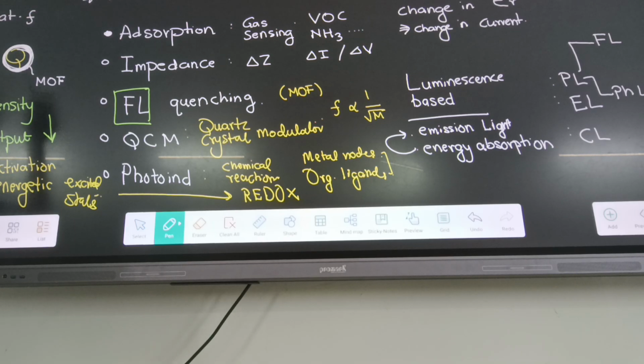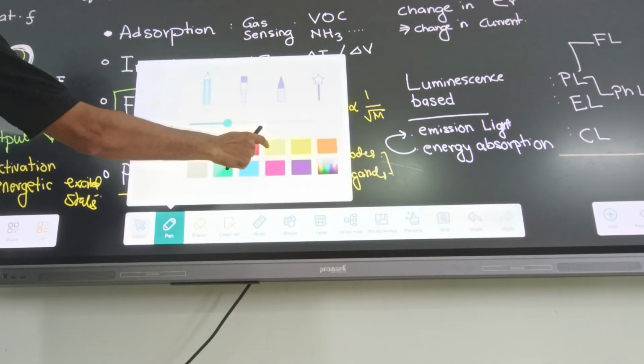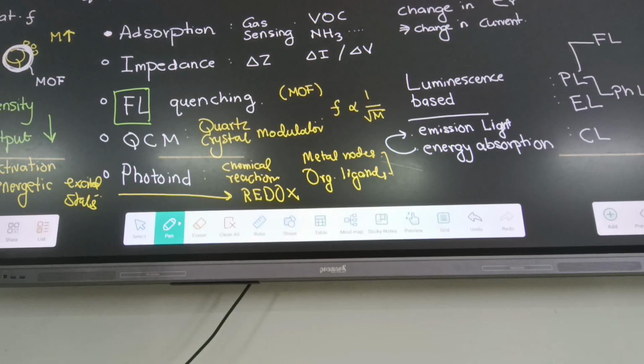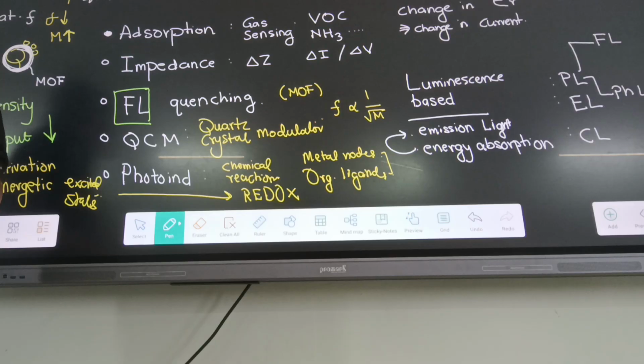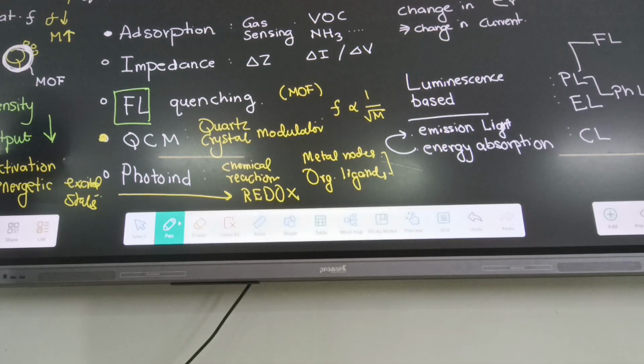Now, since MOF is able to absorb the analyte, so as it absorbs the analyte, अब जो absorb हो गया है, there is a change in mass, increase in mass, M goes up. As M goes up, since F is proportional to 1 by M, the F goes down. The frequency of the quartz crystal modulator goes down. So this is how you can detect what happened in this crystal. Okay?